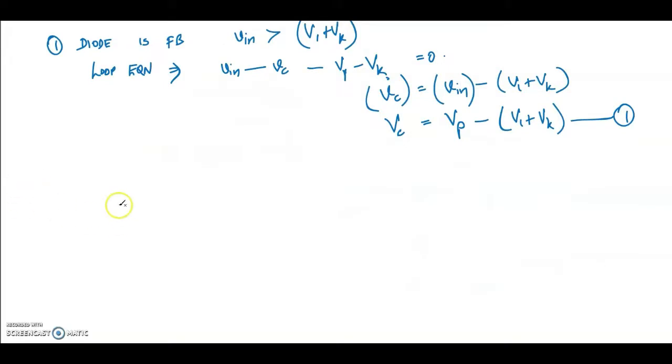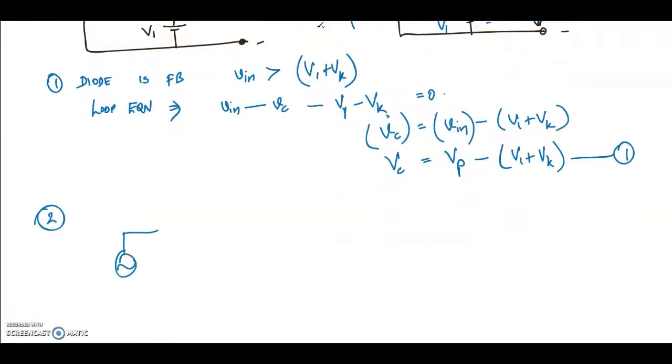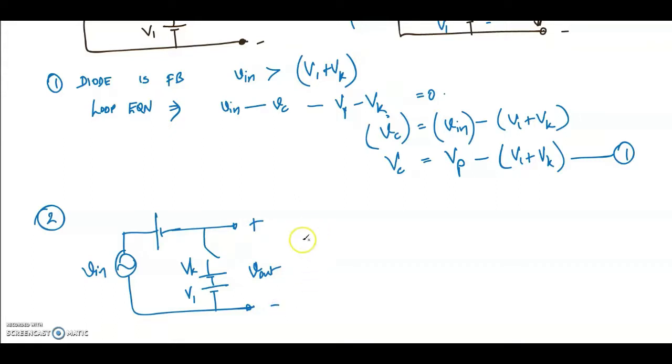Let's draw the circuit right now. It looks like this. So for the second case, our starting circuit will look like this. Vp plus minus V1 plus Vk. Look at the polarity. Left hand side positive. Therefore, the voltage source looks like this. And this is your Vn. Then you have the diode here. The diode equivalent circuit looks like this. Vk, V1. This is V out, positive, negative.